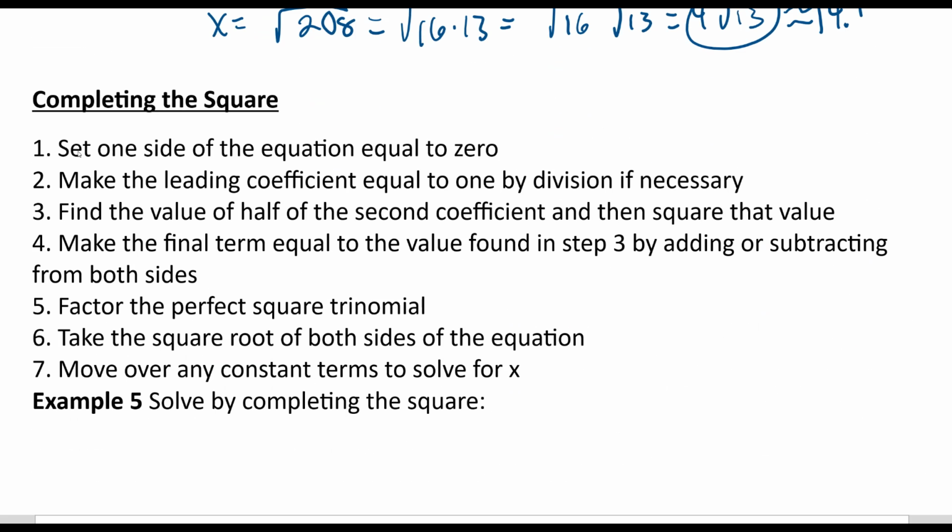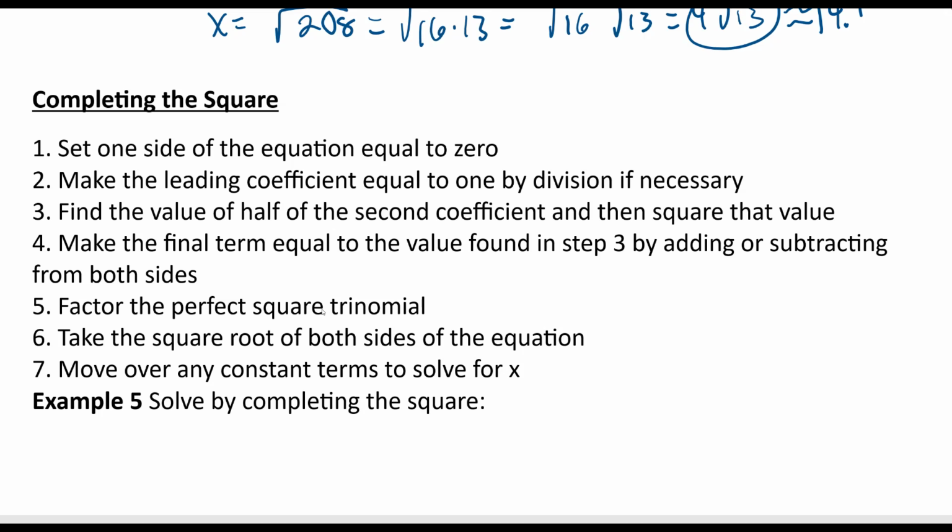To do this, we set one side of the equation equal to 0. Then we make the leading coefficient equal to 1 by division if necessary, so we divide out the leading coefficient. Find the value of half of the second coefficient and then square that value. Make the final term equal to the value found in step 3 by adding or subtracting from both sides. I do it a little bit differently than this, but you'll see the process.